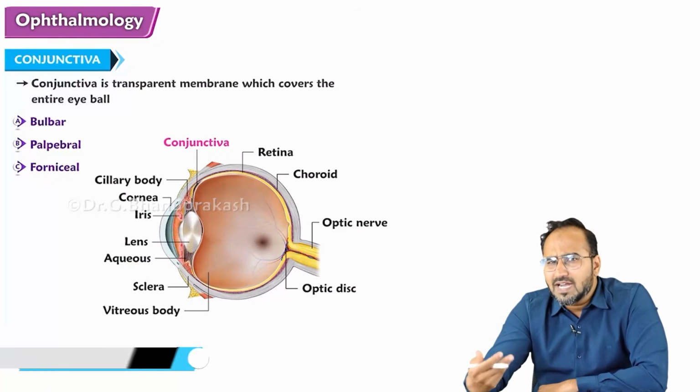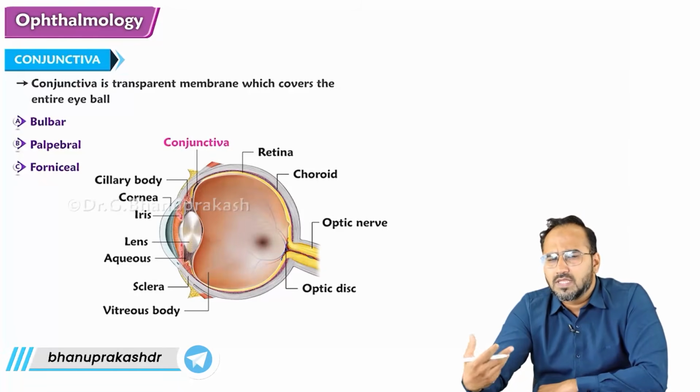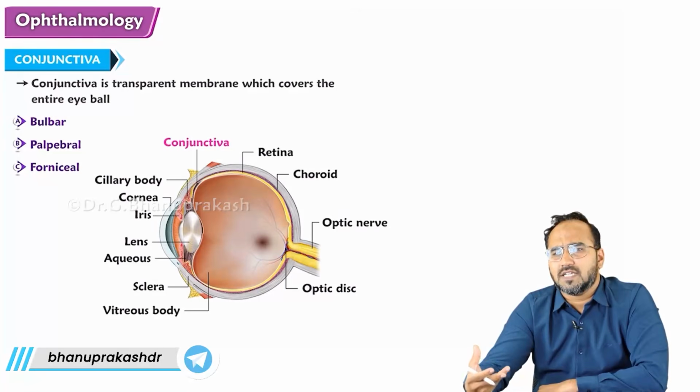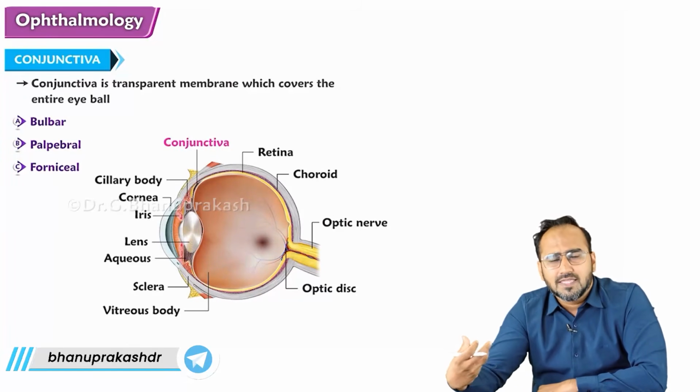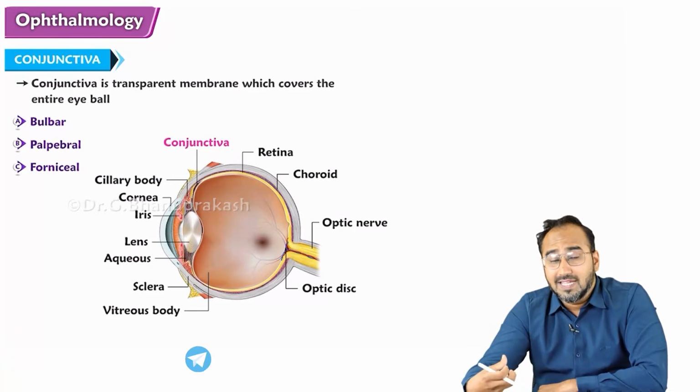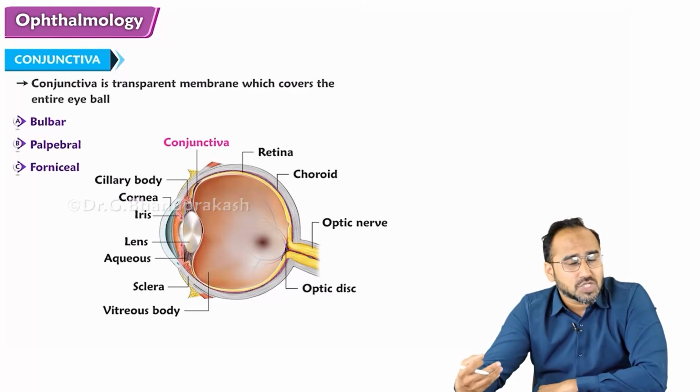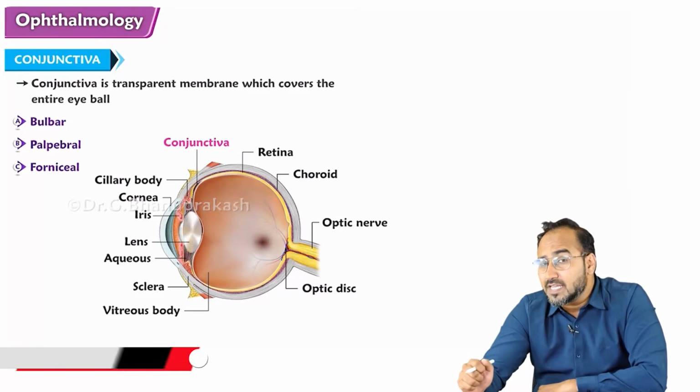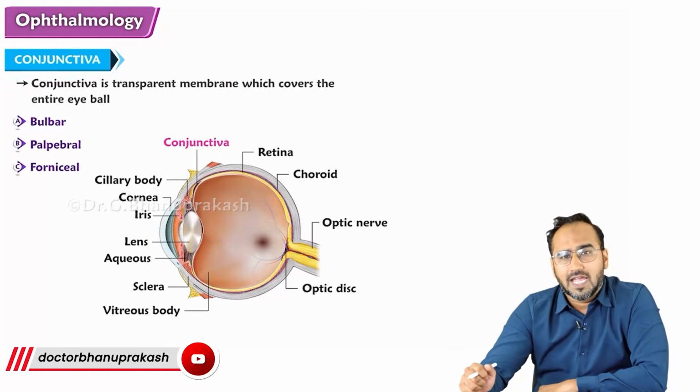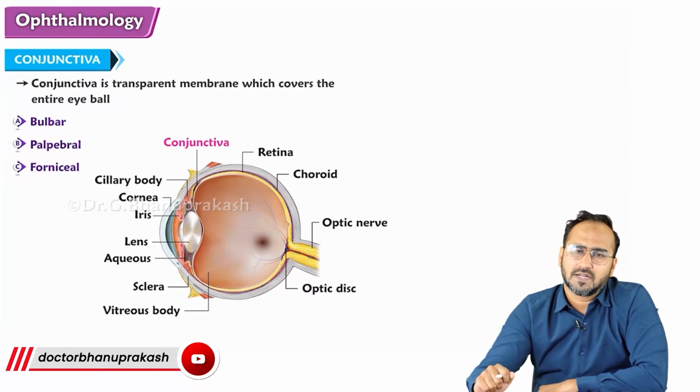If the cornea had a conjunctiva, what would happen? Then our eyesight would be low, because conjunctiva will decrease the vision. So remember, conjunctiva is a transparent layer that covers the eyeball, right? There are three forms of conjunctiva: palpebral conjunctiva, bulbar conjunctiva, and fornicial conjunctiva.